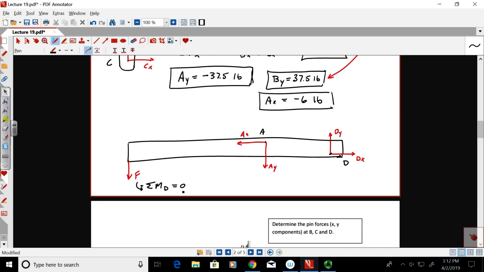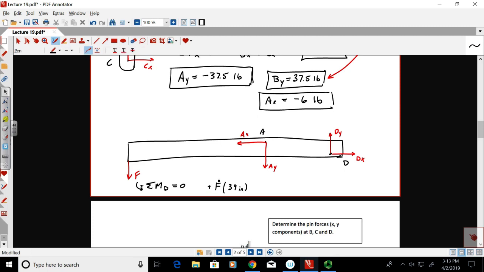Okay? You can clearly see what's the perpendicular distance from F to D. That one's a little tricky. Look at the diagram carefully. What's the perpendicular distance from F to D? F times what distance? 39. 39. Good. 39 inches. Yep. And to me, that looks like a positive moment because it looks like it is counterclockwise. So F times 39 inches.